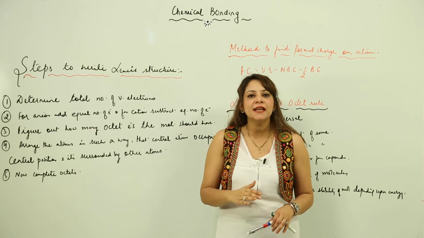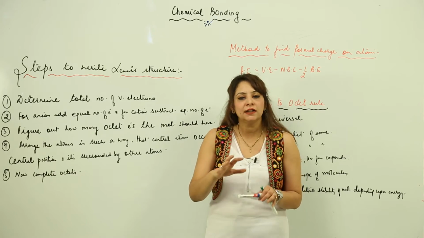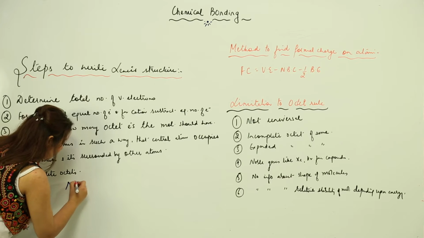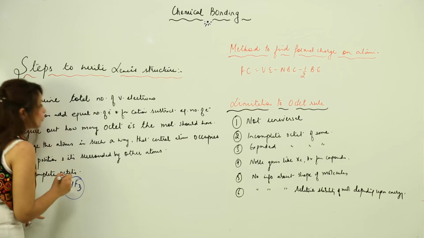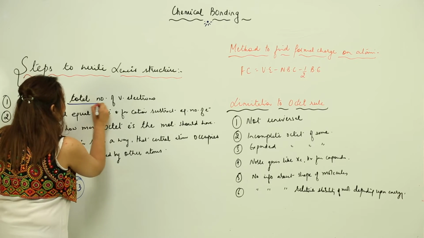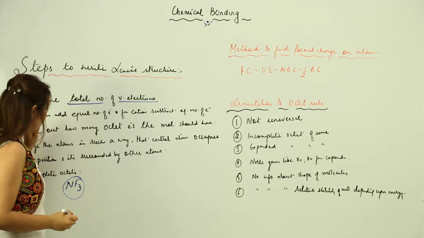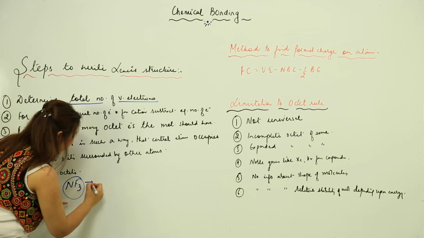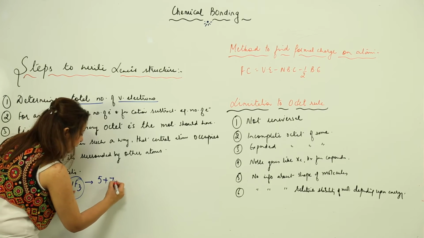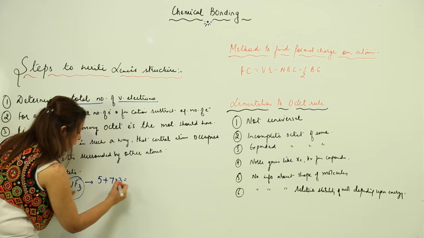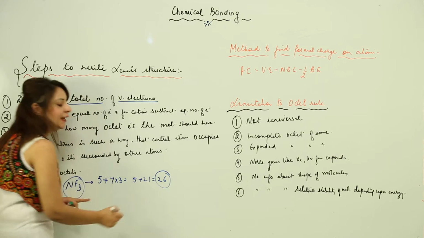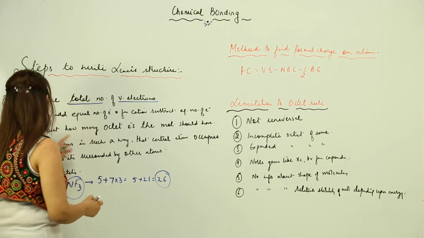The first thing is that we need to find the total number of valence electrons. I will explain with an example. Suppose I have a molecule NF3. The first rule states that you need to find the total number of valence electrons. In nitrogen, the valence electron count is 5, and in fluorine it is 7, but there are 3 fluorines, so it comes out to be 5 plus 21, that is 26. So how many valence electrons do we have? We have 26 valence electrons.